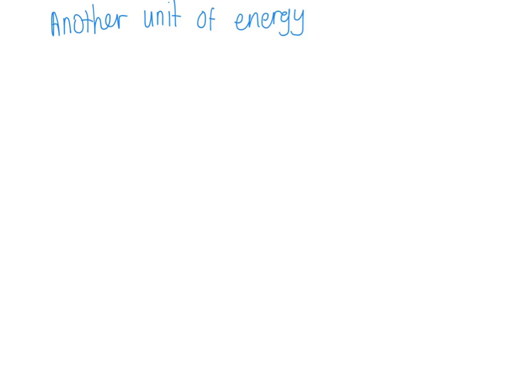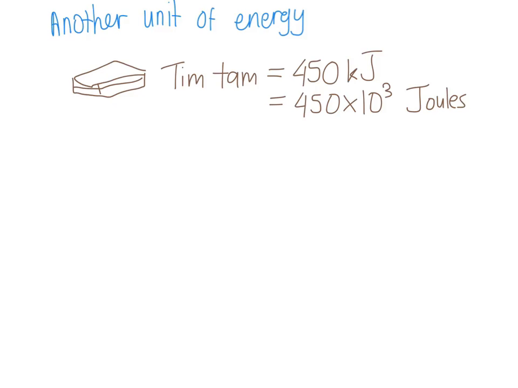So you actually see joules around the place a lot. The energy of your food is measured in kilojoules. So 1 Tim Tam is about 450 kilojoules. So the joule is a unit that we tend to use when we're describing macroscopic everyday objects. We know what it means. If someone says 450 kilojoules, we're like, yep, that's a Tim Tam.